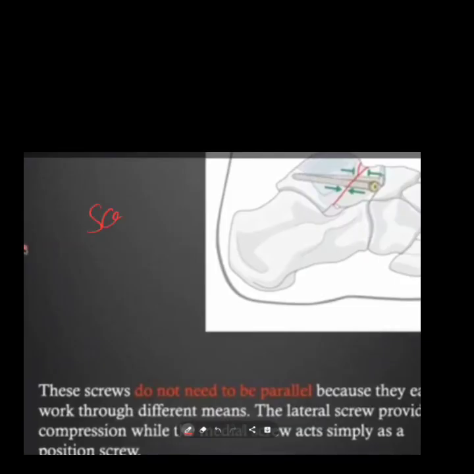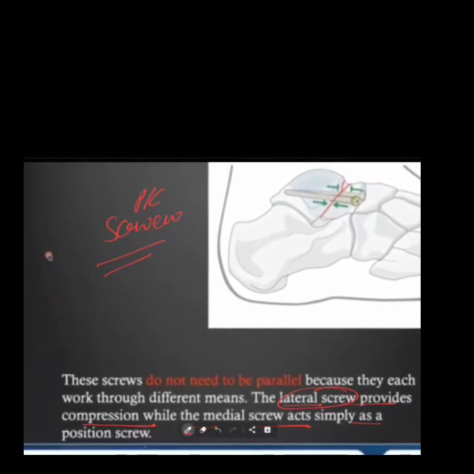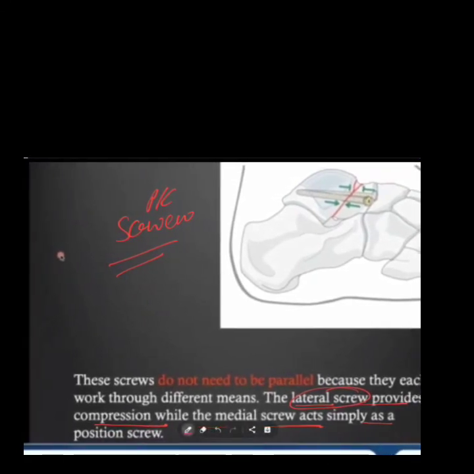Now, percutaneous screw fixation in the talus fractures. Firstly, we will always put the lateral screw, because the lateral screw provides compression while the medial screw acts simply as a positional screw. Never insert the medial screw first. The medial screw is the positional screw and they don't need to be parallel. First insert the lateral screw which will act as the compression screw, and the medial screw is the positional screw.